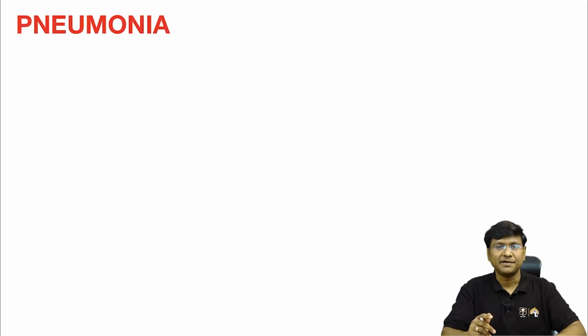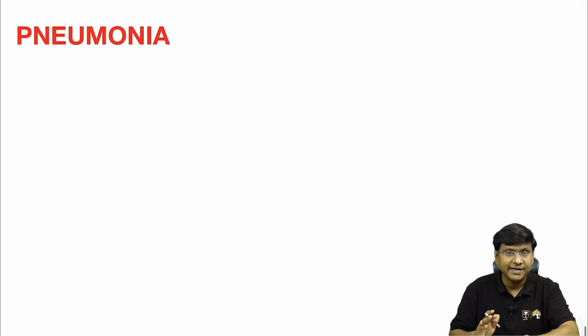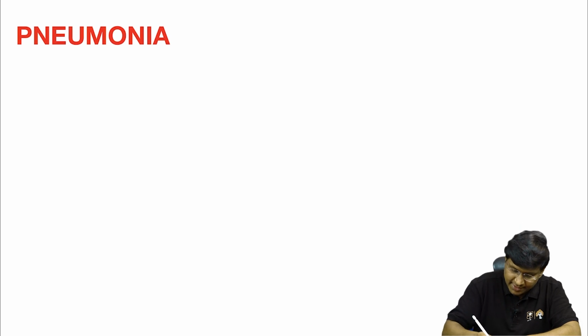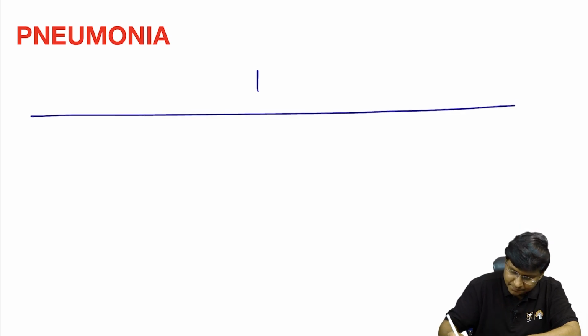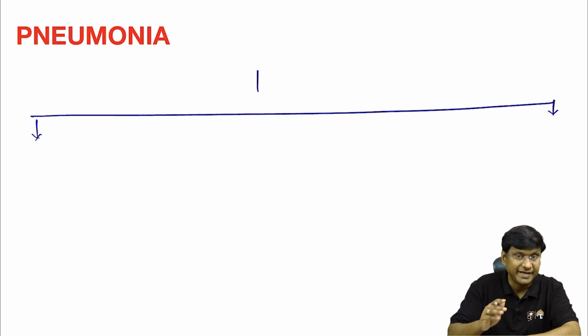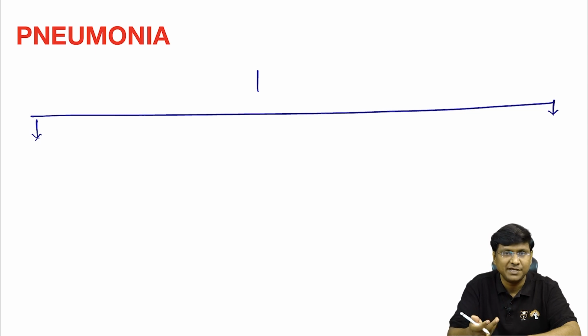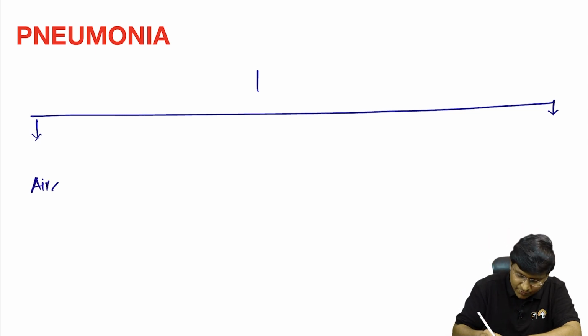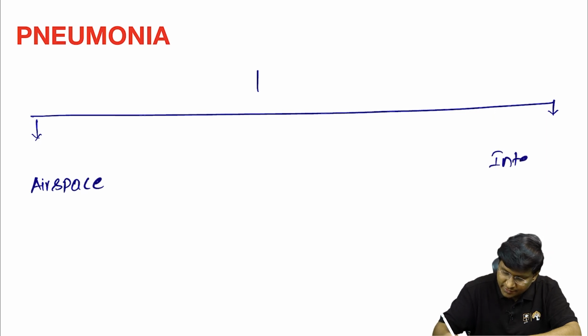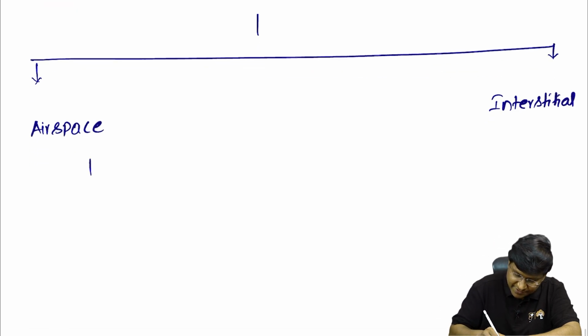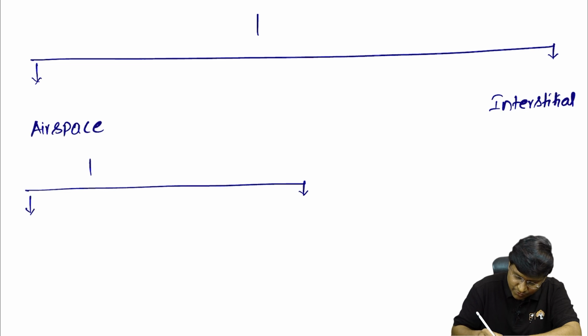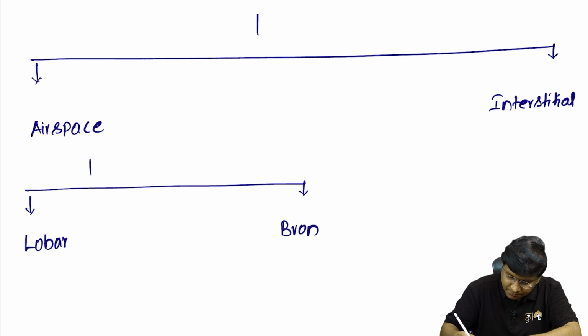So the next important topic for the revision is pneumonia. How do we classify pneumonia? We classify pneumonia based on the anatomical structure of the lung which is being affected. So we classify that into airspace pneumonia and interstitial pneumonia, which is also called atypical pneumonia. The airspace pneumonia, again we classify into lobar pneumonia and bronchopneumonia, right?